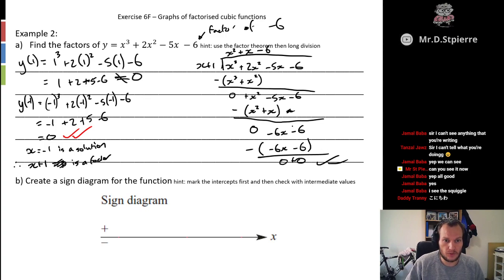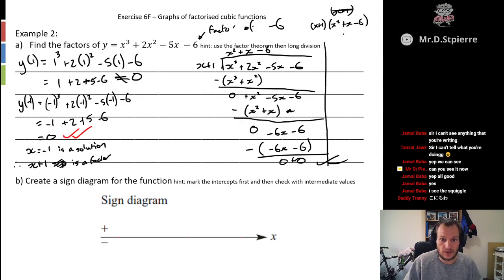Okay, so that all worked out. We got no remainders, so we ended up with x plus 1, x squared plus x minus 6. Okay, so there was our solution to long division, so I can now further factorize that using inspection.